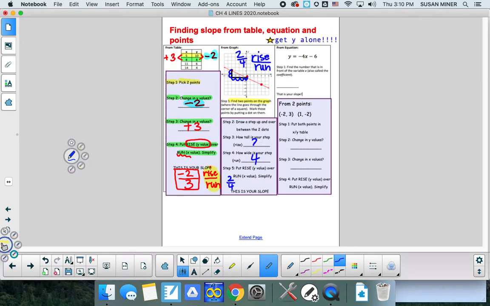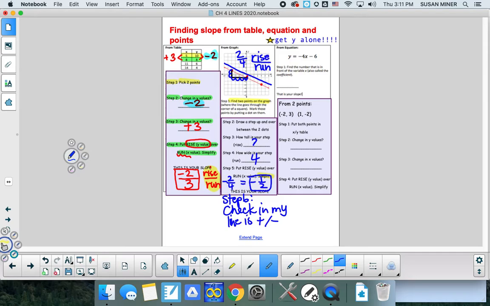But remember last time we said we had to do a 6th step? Step 6 was check if my line is positive or negative. And that means, is it going up or down? If I look at this graph from left to right, it goes down, and so I need to make that be a negative. And then the last thing I do is simplify. So this one was a -1/2 slope here.